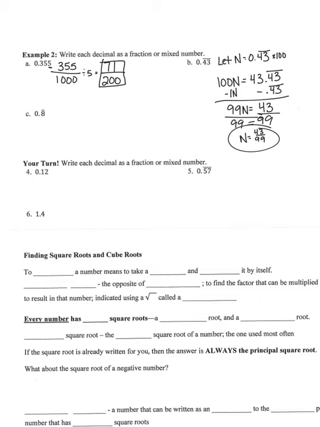So now looking at C, 0.8 repeating. Well, in C, we only have 1 digit that is repeating, so that tells us that our denominator here is going to be just 1 nine. So we know that our denominator here is 9, and our numerator is 8. Now I could have gone through the algebraic way of what we just did in B with C, but using what we know about those repeating digits, we can also just conclude here that 8/9 is the fraction equivalent to 0.8 repeating.